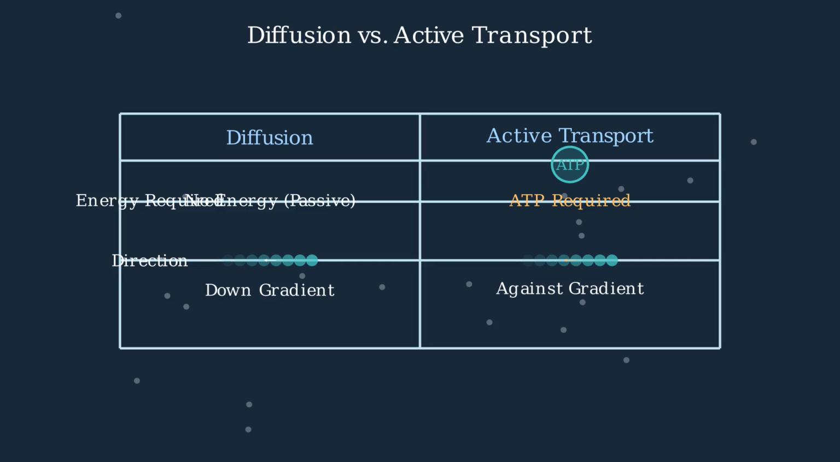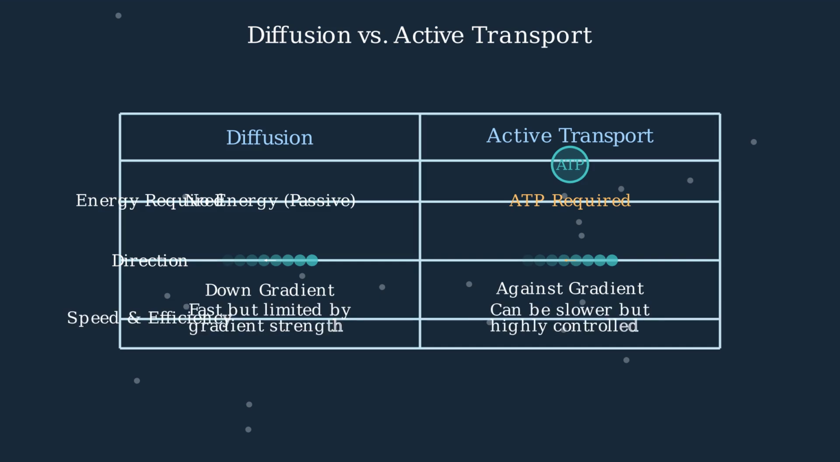Active transport does the opposite. It moves molecules against their concentration gradient, from low to high concentration. Diffusion is generally faster and more energy efficient, but is limited by the existing concentration gradient. Active transport is more controlled and can maintain specific concentrations regardless of the existing gradient.